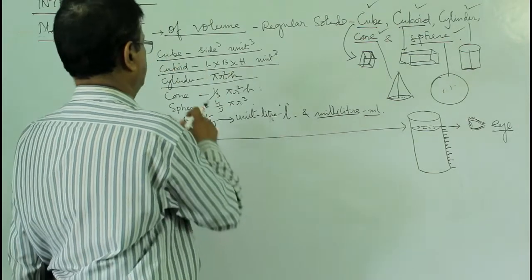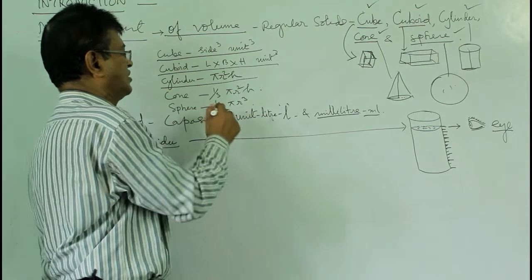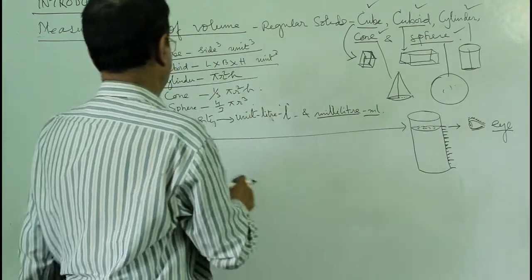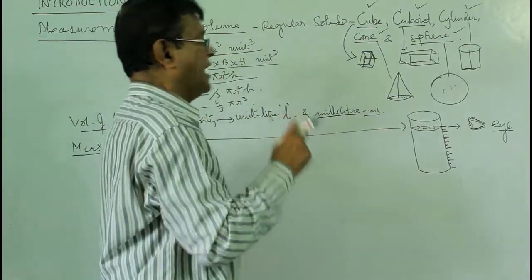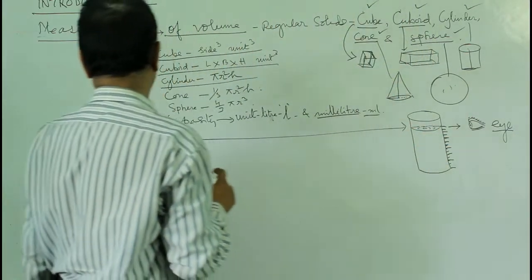And then we have the cone, that is 1/3 pi r square h. Again, 1/3 of the area of the base into the height. And again for the sphere, 4/3 of pi, and the radius cube will come. And all these will come in this way.